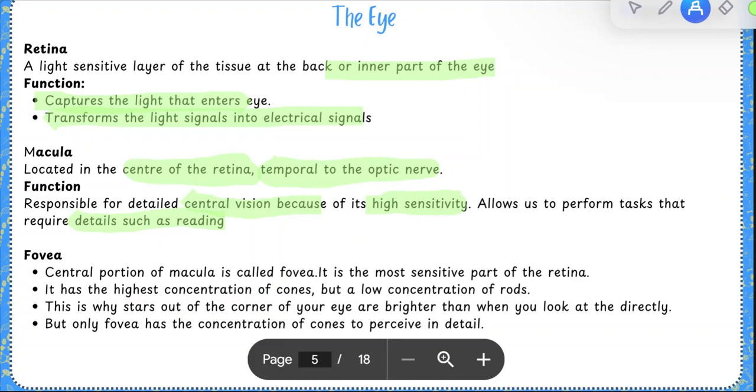Then you have the fovea, which is the center portion of the macula, and it is the most sensitive part of the retina, and it has a very high concentration of cones, लेकिन rod cells इसमें कम होते हैं. This is why stars out of the corner of your eye are brighter when you look at them directly, and we'll discuss the reason for that as we go आगे. But only the fovea has the concentration of cones to perceive things in detail.